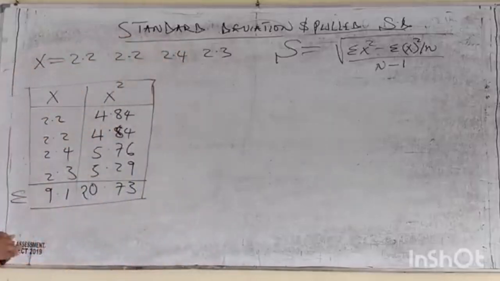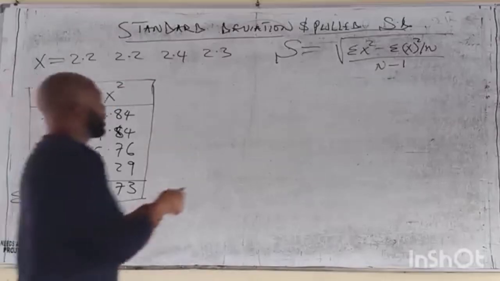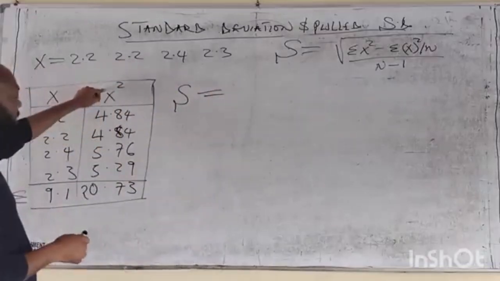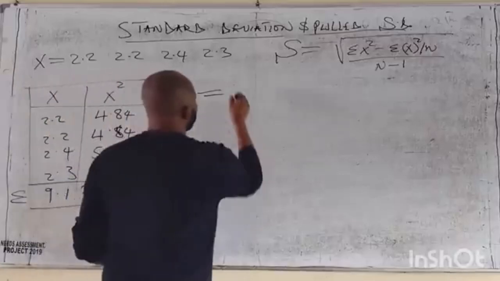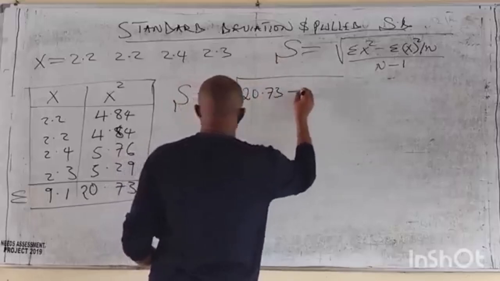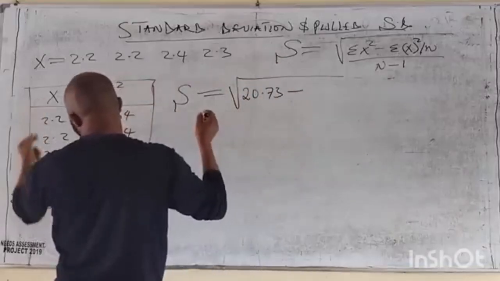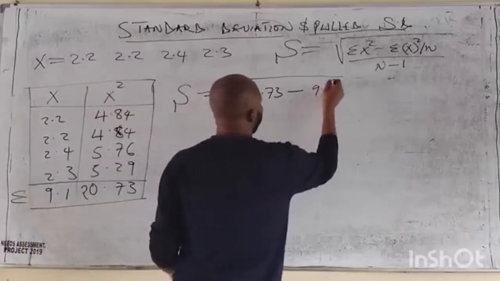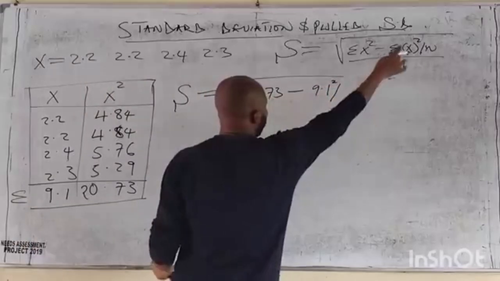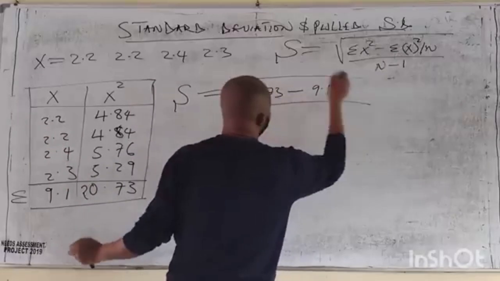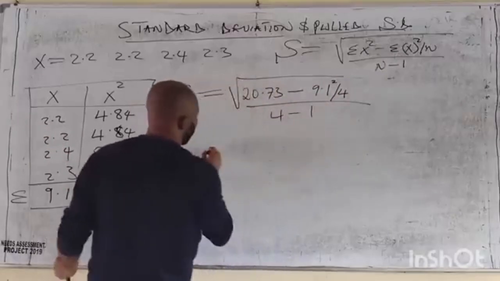Okay, here I have squared it. Now I have to put it into the variables. The first formula says again, let's go. The summation of x squared is 20.73. So the root of 20.73 minus, this is my x, the summation of x, then the square of it, which is 9.1 squared over the number of degrees of freedom, which is 1, 2, 3, 4, over 4, all over 4 minus 1.